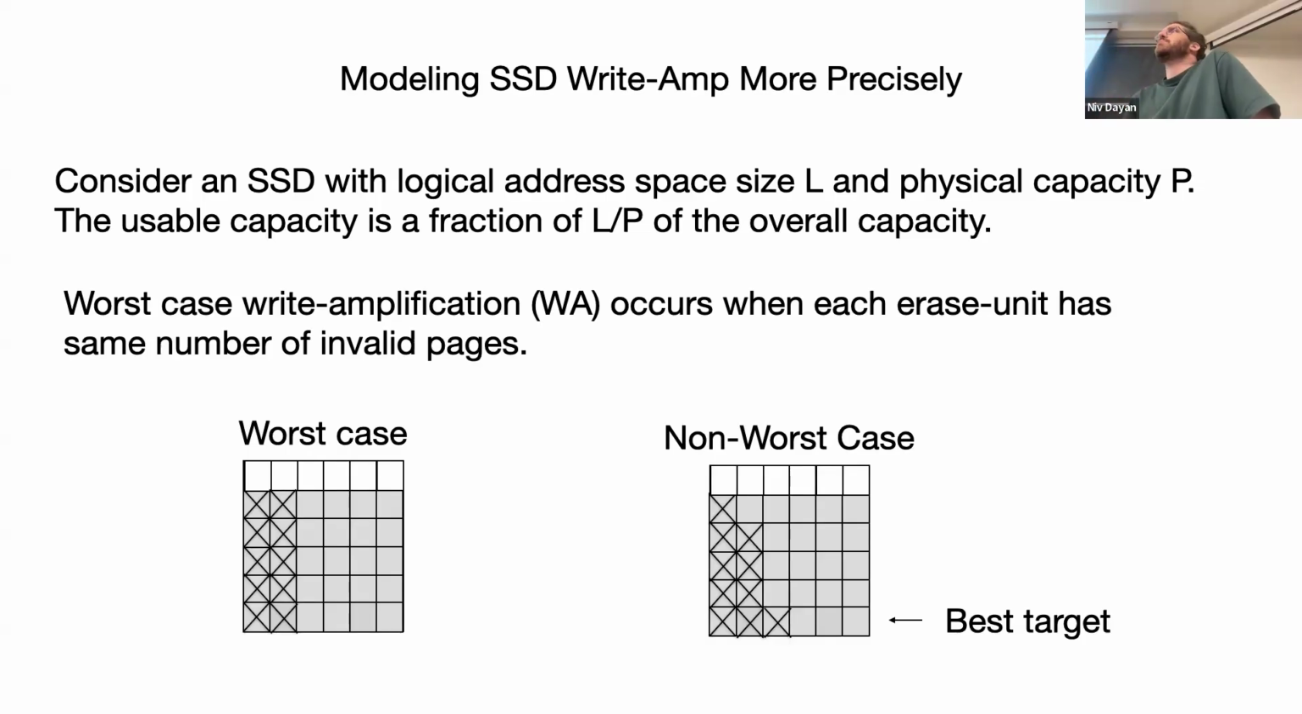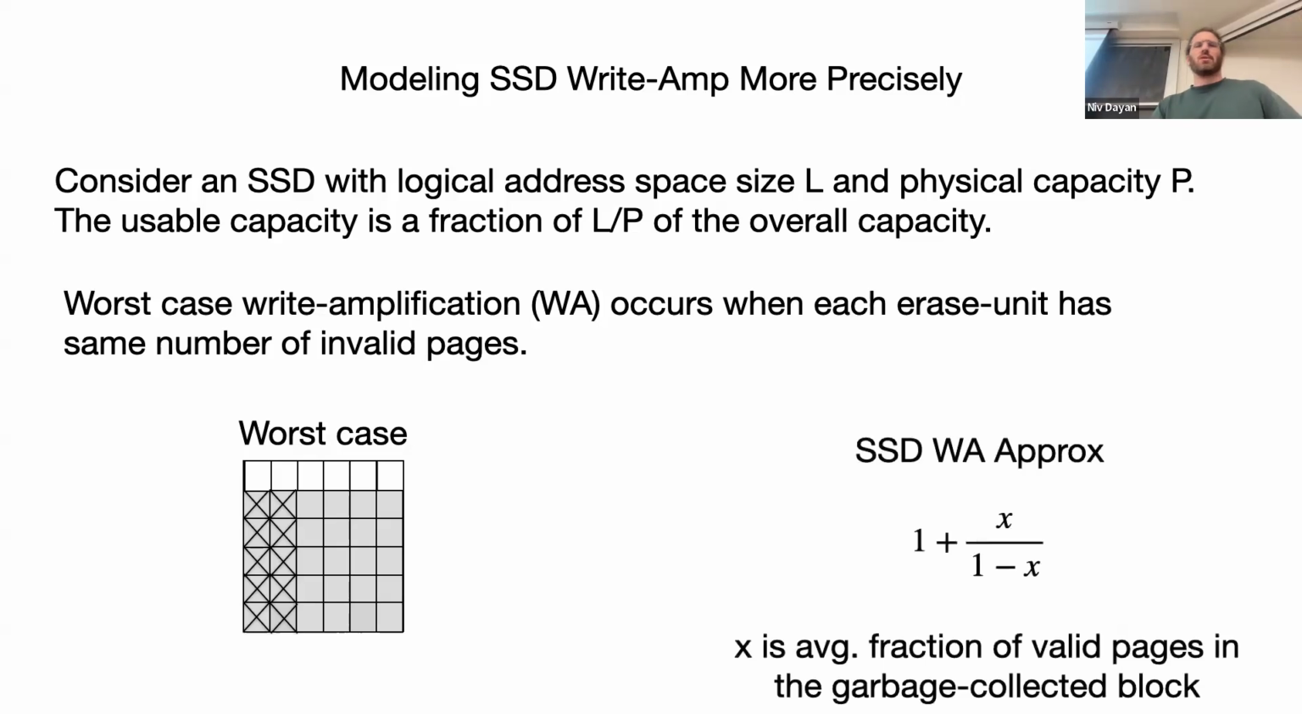number of invalid pages per erase unit. So this is the worst case because here you really don't have any erase units like this one here. All of them are equally full. Does that make sense to everybody? So that's our worst case, and this is our not worst case. Okay. So let's just reason about the worst case for a second.